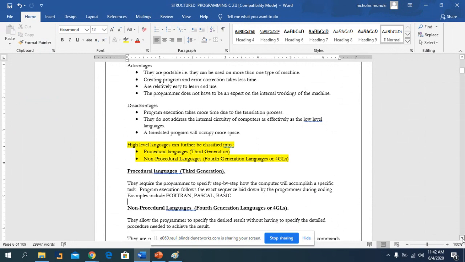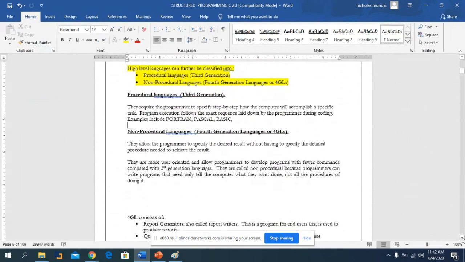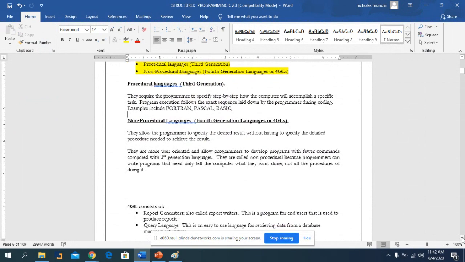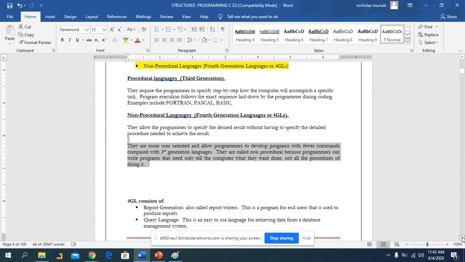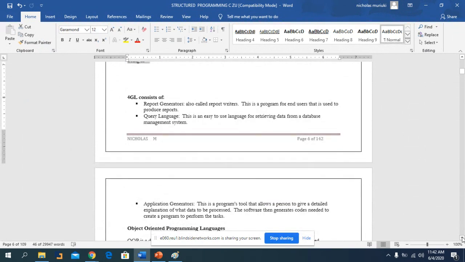But non-procedural languages is when you don't follow a certain order. So they allow the program to find the result without having to specify the detailed procedure needed to achieve the result. So I only need results. I don't even require how you calculated a certain program to come up with that. And most of these consist of query languages like MS Access database that we have, application generators like SPSS.